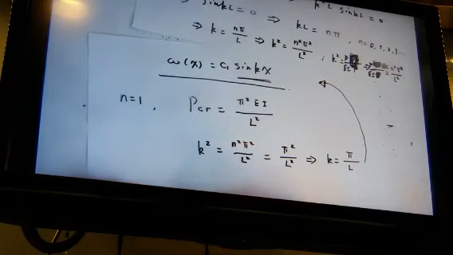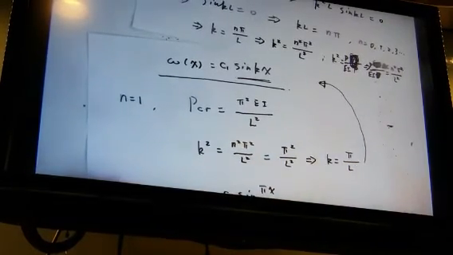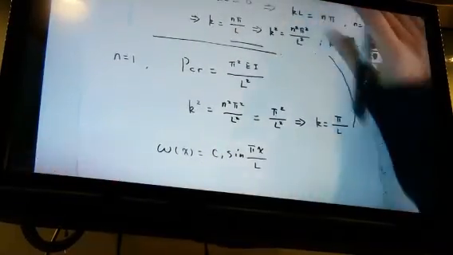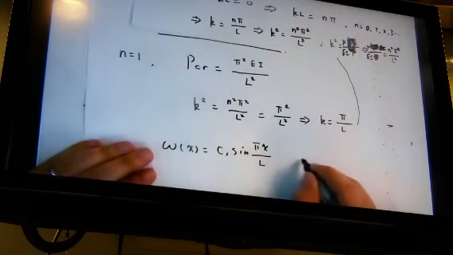W(x) will be C1 sine(pi x over L). This is the deformed shape. C1 is the constant, the magnitude. We don't know what that is, forget about it. But this is the shape. So what is the shape? You can plot it.